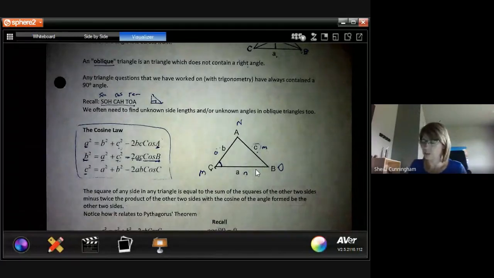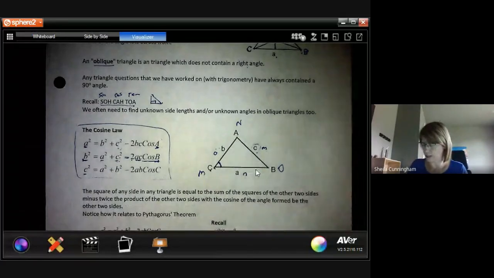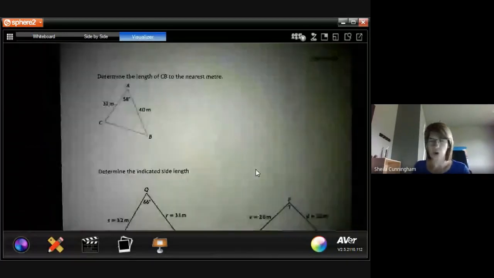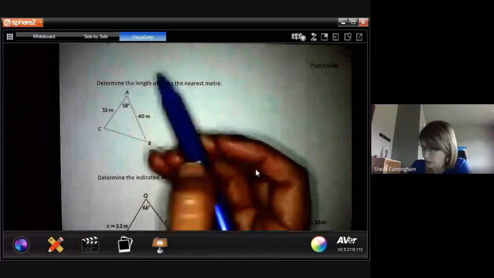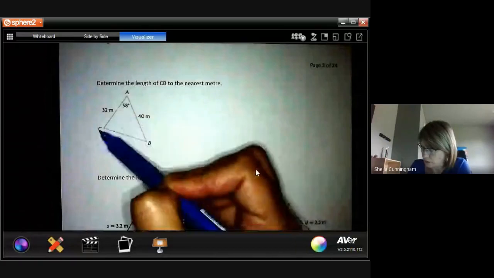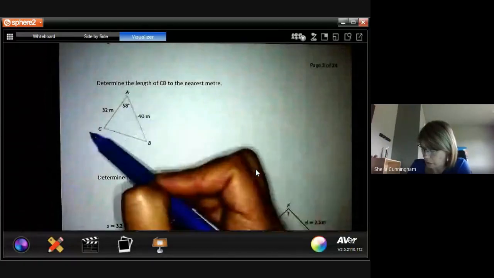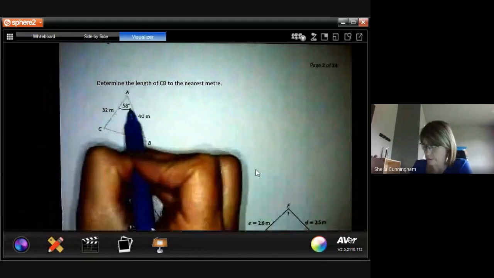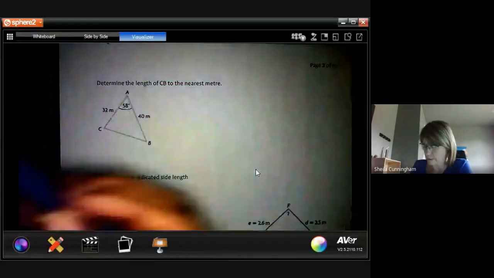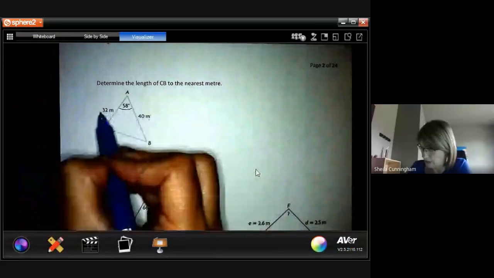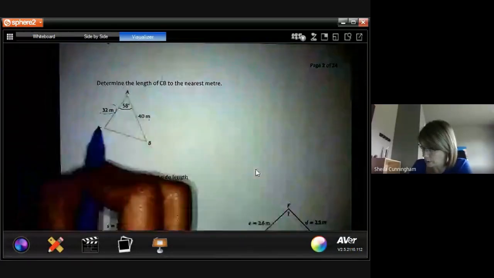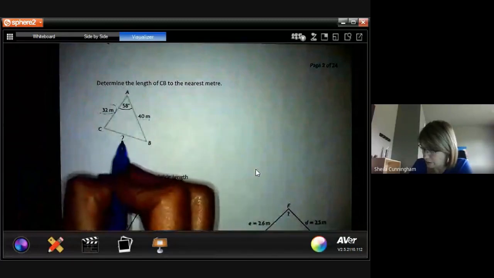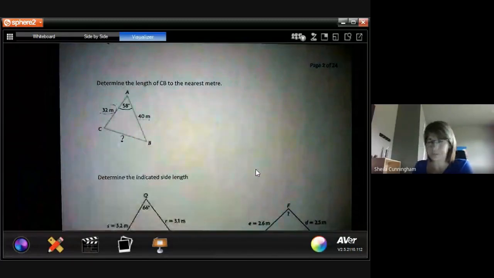So like I said, this shouldn't be new if you're in Foundations 20 already or did that. This is going to be a little bit of a recap for you. So let's put some of this into practice and look at a couple of these examples. I've got this triangle ABC. I've got angle A being 58 degrees. This side over here is 40 meters and this one is 32 meters. It says find the length of CB to the nearest meter. So that's this piece down here, length CB.